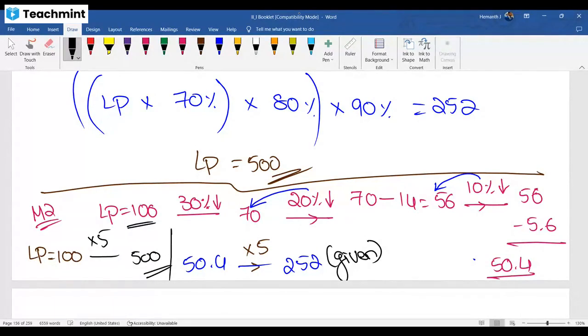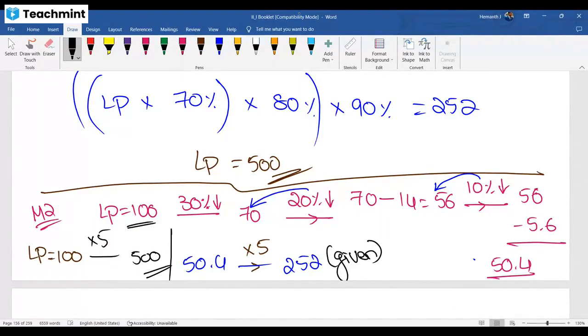So whatever you assumed, the related factor will come. Don't fix into 5 for all. Depends on your assumption, the related one will come. If you assume 1000 here 504, 504 to 252 is divided by 2. Then 1000 divided by 2 is 500. We'll get 500 only finally. This is another method, my dear.